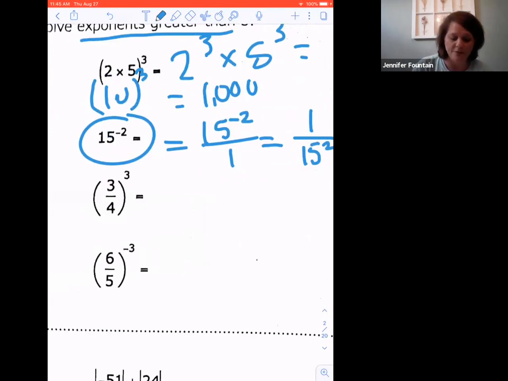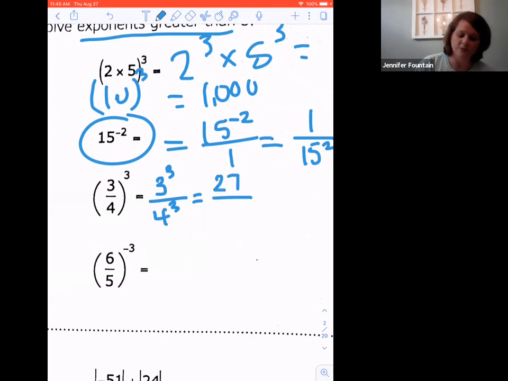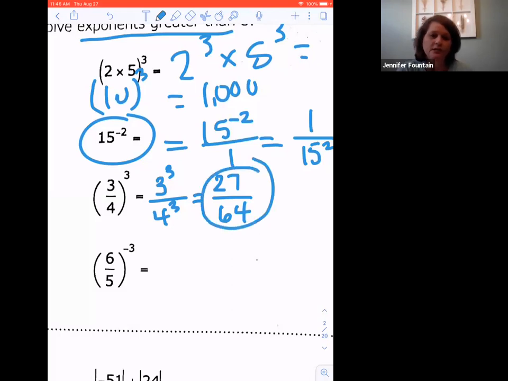All right, so here we've got 3/4 to the third power. That means I have to distribute that exponent of 3 to both my numerator and my denominator. So 3 to the third, 3 times 3 times 3, is 27. 4 to the third, 4 times 4 times 4, is 64. Now I've got 27 over 64. Can that be simplified? I know 9 times 3 is 27, and 3 will not go into 64, and neither will 9, so my simplified answer is 27 over 64.